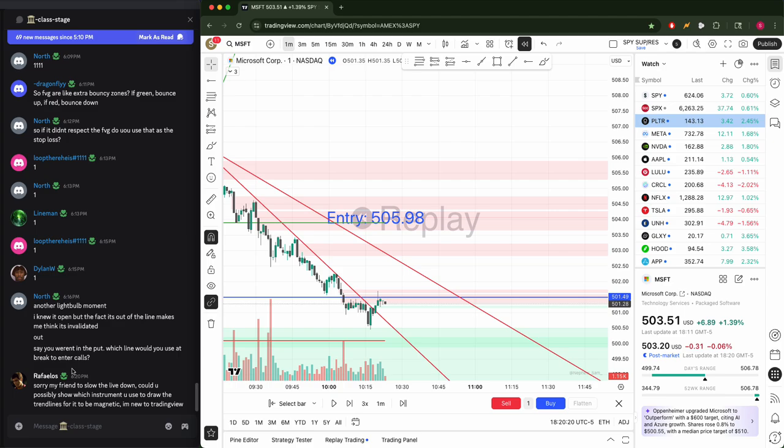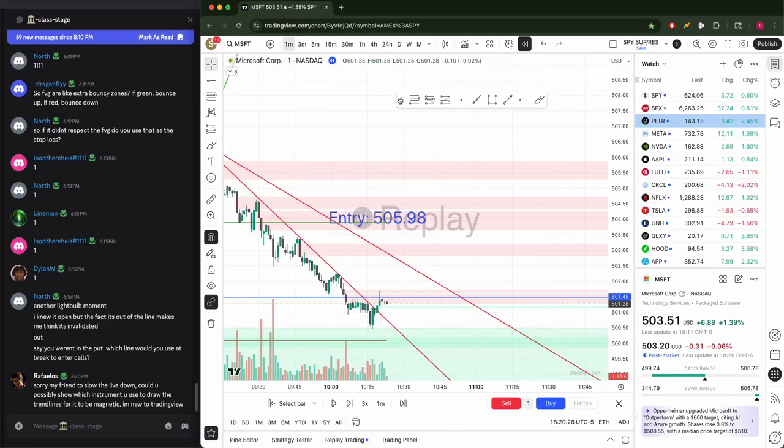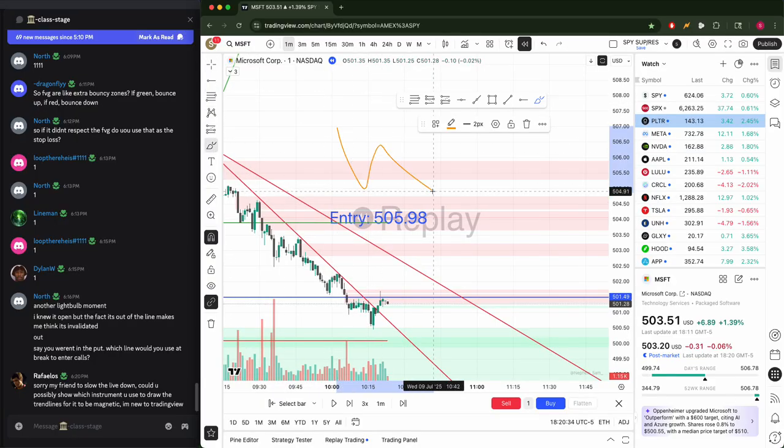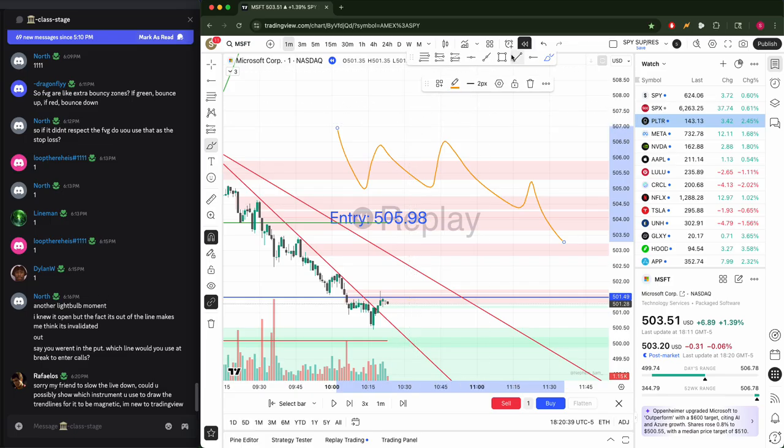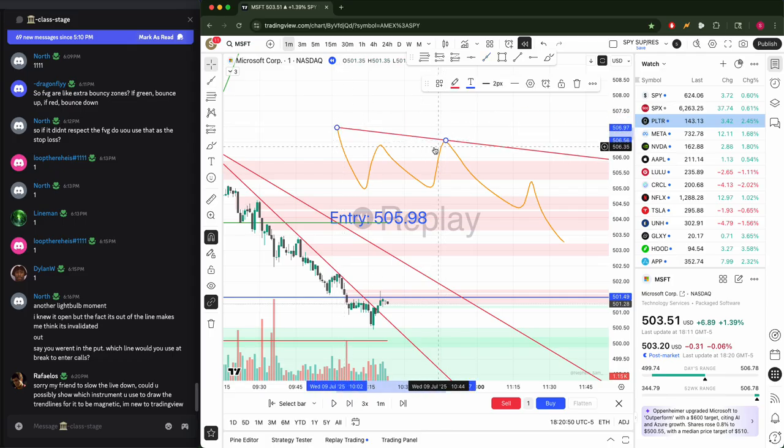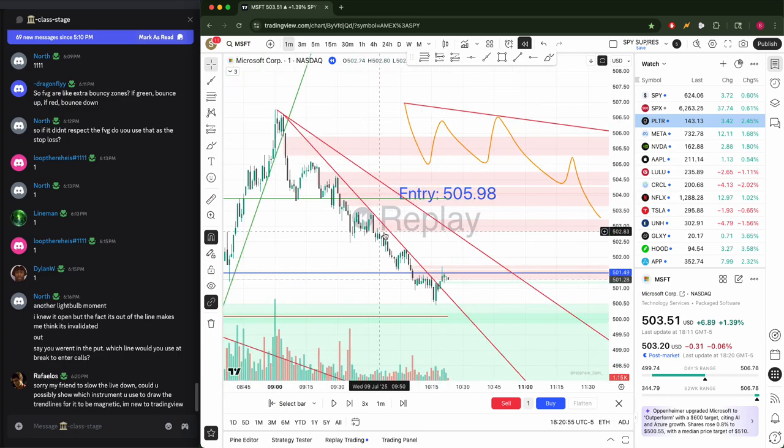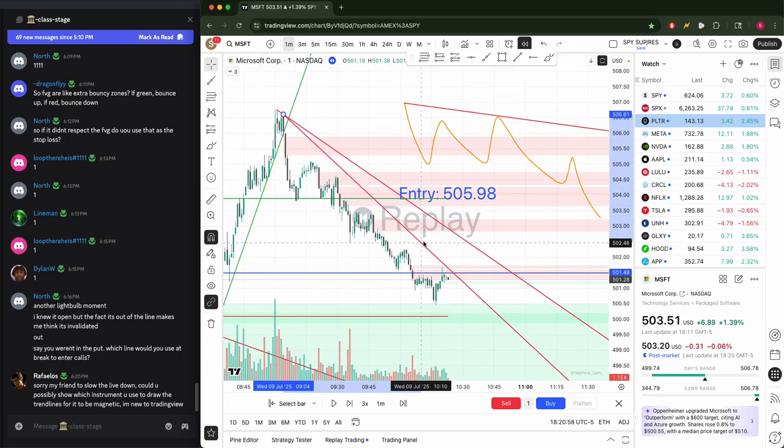Could you possibly show which instrument you use to draw the trend lines? Okay, I'm sorry. Okay, so for trend line drawing, there's two options you could use. The one that I use in live trading is called Ray. It looks like this, two circles with a line through it. What that does is it extends the line out, because I need the line to continue going and it's easier for me to adjust it in real time.